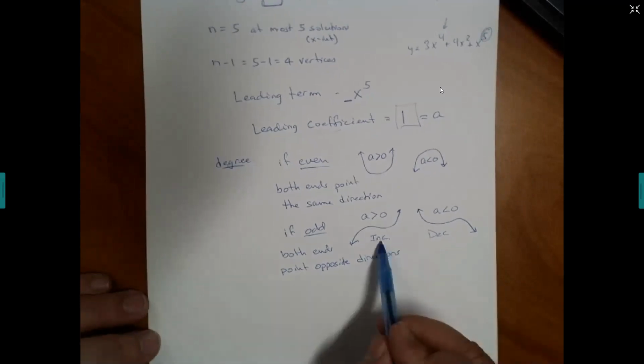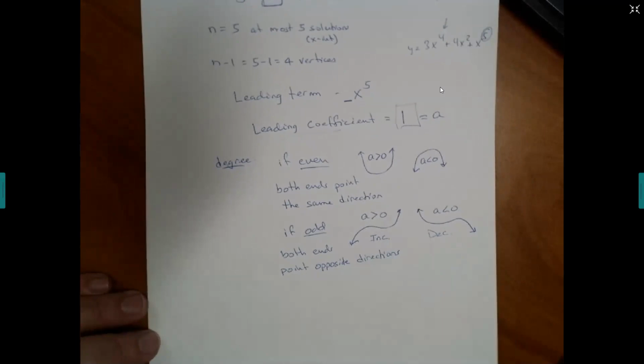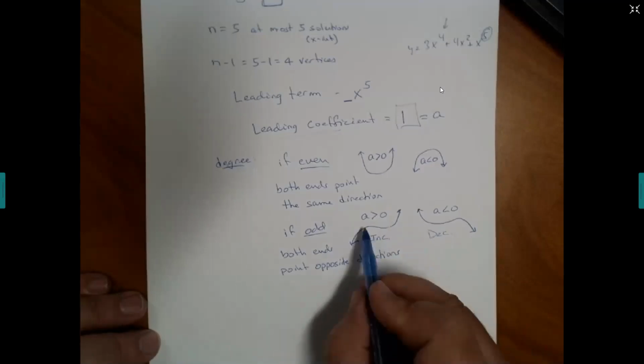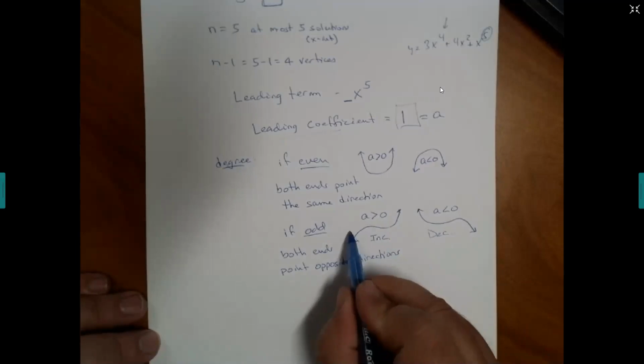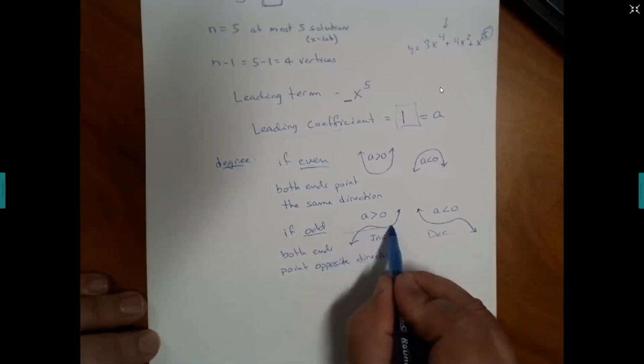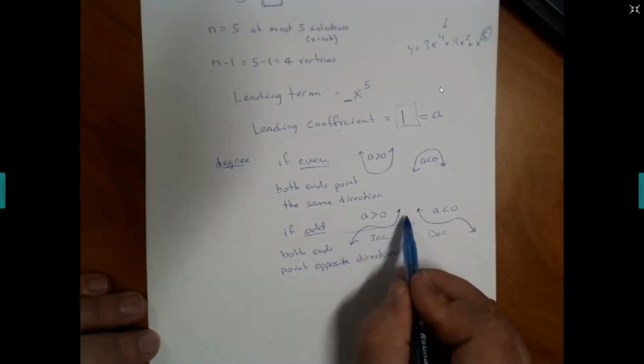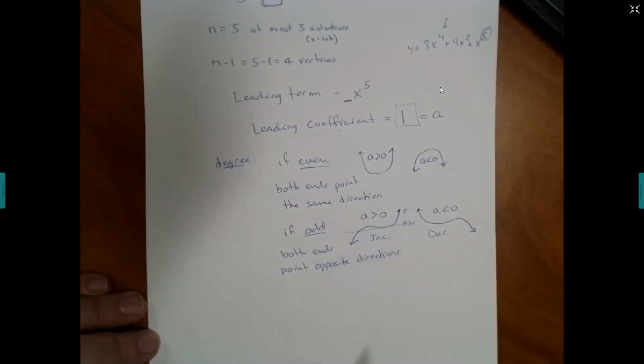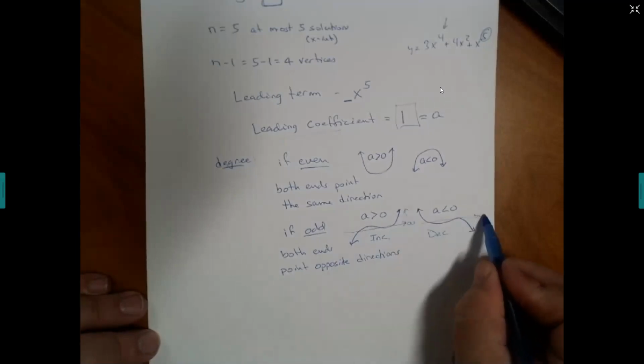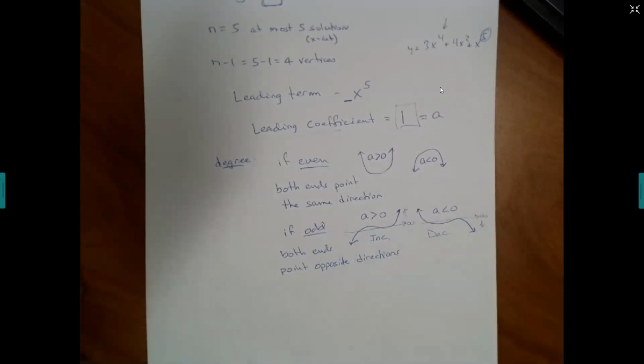So now, why is this one called increasing? Why is this one decreasing? Because we look left to right. As x goes to infinity, which direction is it going? That's how we determine it's increasing or decreasing.